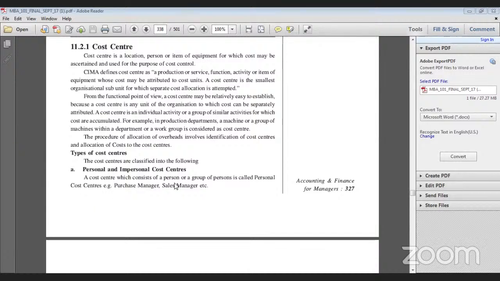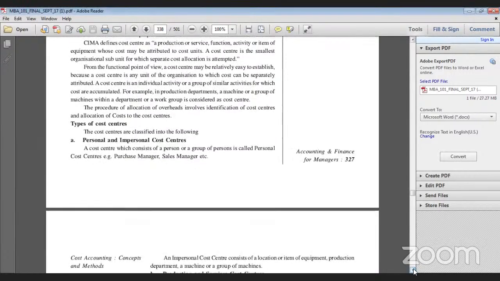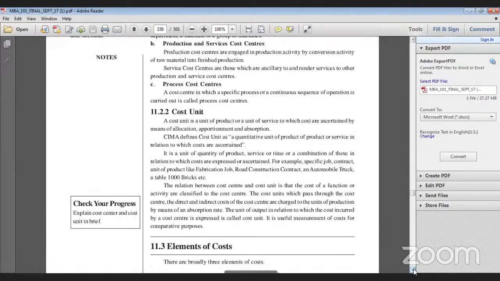Personal cost center: the cost center which contains a person or a group of persons is called a personal cost center, like purchase manager, sales manager, etc. These are the personal cost centers. Cost unit: the cost unit is the unit of product or unit of service in which the cost is ascertained by means of allocation, apportionment, and observation.